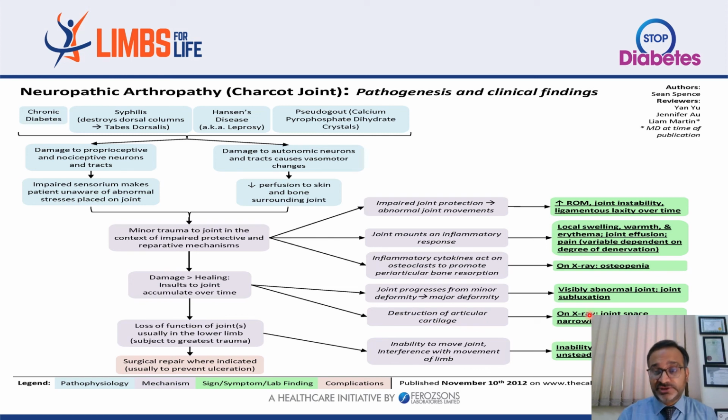It will lead to narrowing of the joint space on X-ray. Further progressing, there is loss of function of the joint, usually in the lower limb because those are the weight-bearing areas. So the patient will have inability to move the joint, with interference with joint movement. There will be unstable gait, difficulty in walking, and eventually the patient might not be able to walk because of the extreme deformity. All of these can be the consequences, right? Surgical repair can be indicated, but eventually if the joint is too much destroyed, it leads to amputation.